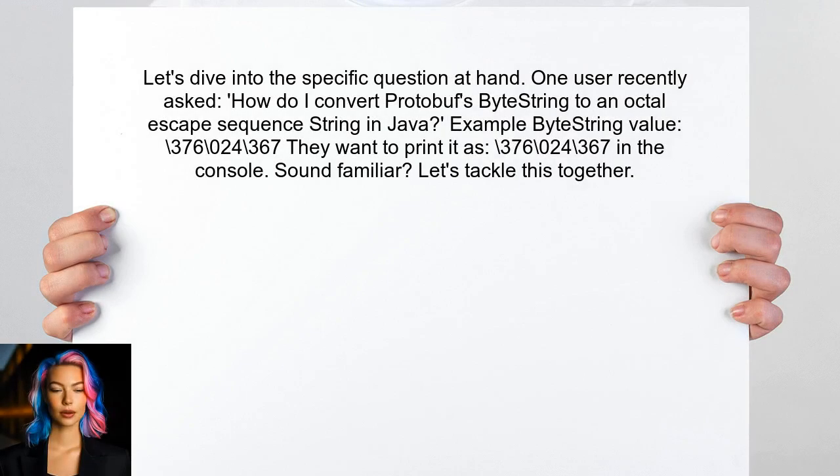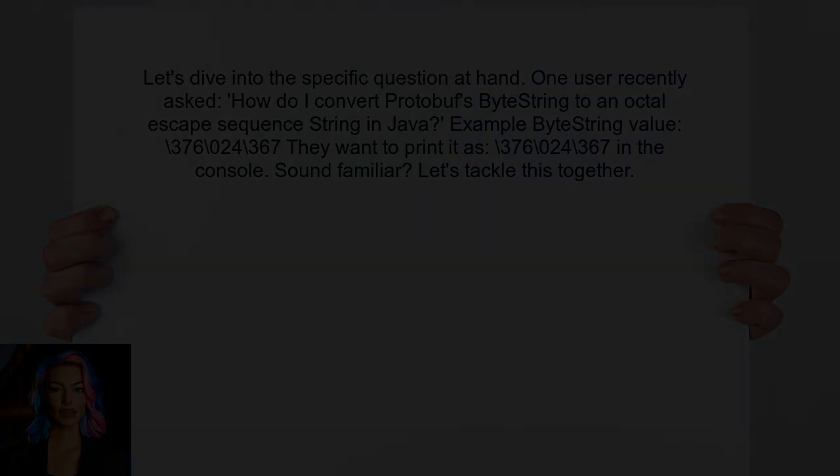Let's dive into the specific question at hand. One user recently asked, how do I convert Protobuf's ByteString to an Octal-Escaped sequence string in Java? They provided an example where they received a ByteString value like 376.04367 and wanted to print it as 376.4367 in the console. Sound familiar? Let's tackle this together.